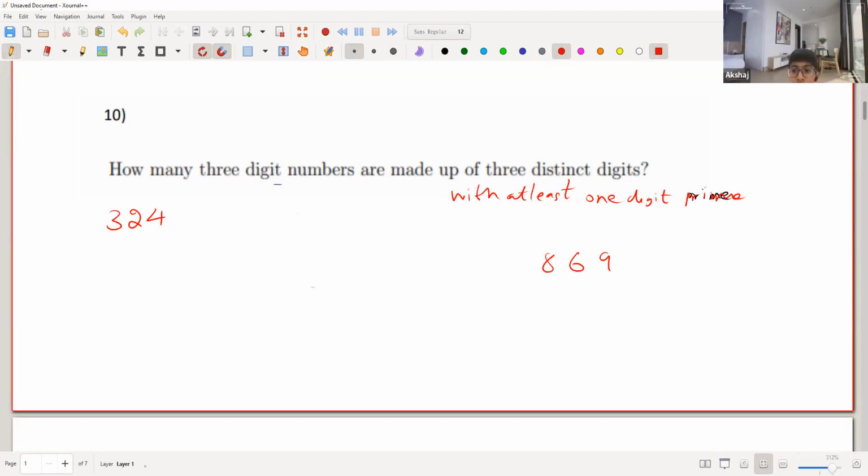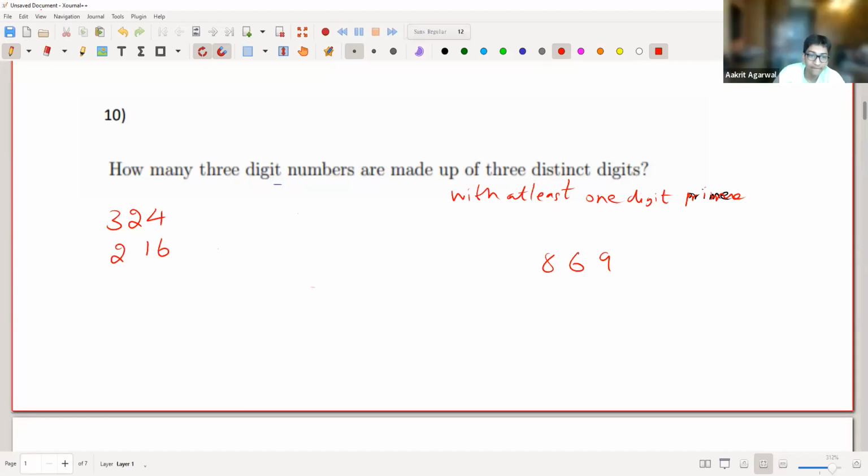216. Okay. Sir, do they have to be distinct? Yeah, I'm not changing the distinct. I'm keeping them distinct. So look, I've not erased the word distinct, right? They have to be distinct with at least 1 digit prime. I did not erase the word distinct. 672. Let's see that. 672.